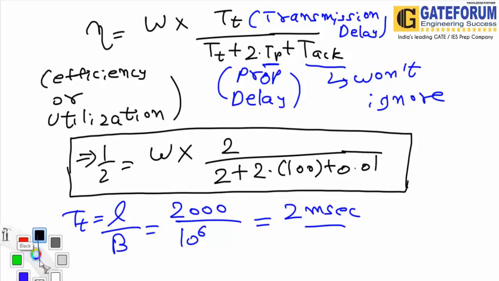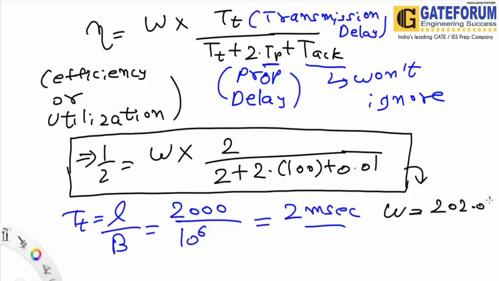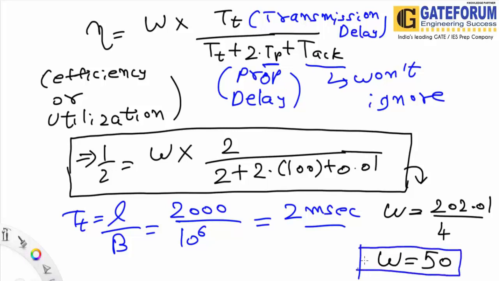So by this formula, we will get W equal to 200 plus 2 plus 0.01, that is 202.01, upon 2 into 2, which is 4. So you will get the value of W as 50.25. You can round it to the nearest integer, so the value of W is 50, which is basically your window size.